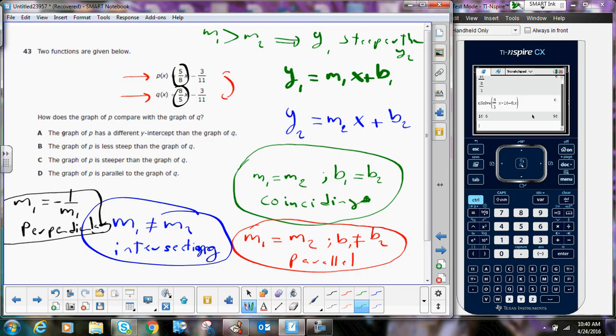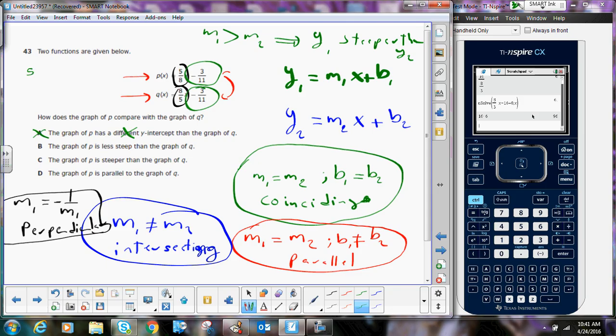Now, let's see, how does the graph of P compare with the graph of Q? The graph of P has a different y-intercept than the graph of Q. Let's see the y-intercept, so this statement is wrong. They have the same y-intercept, not different. The graph of P is less steep than the graph of Q.